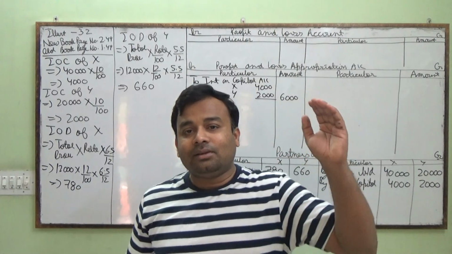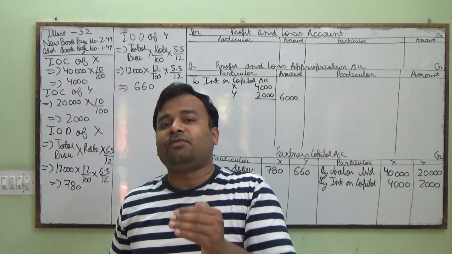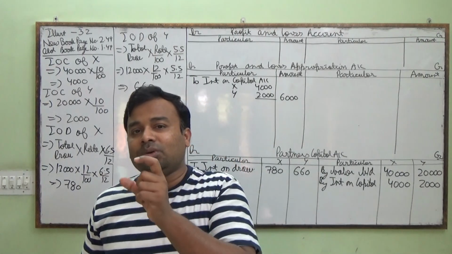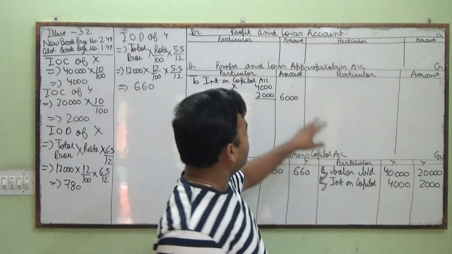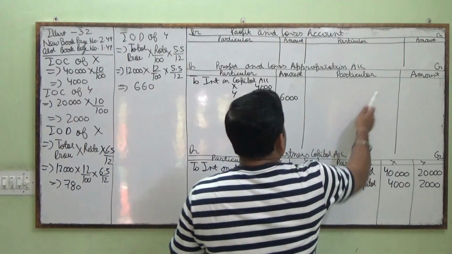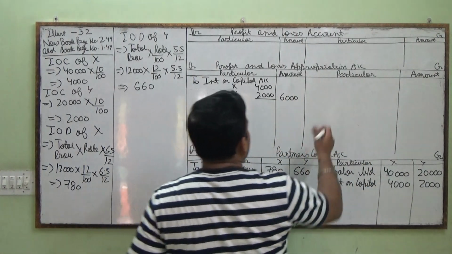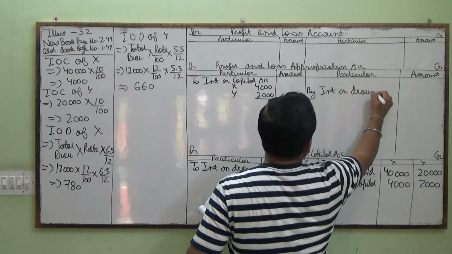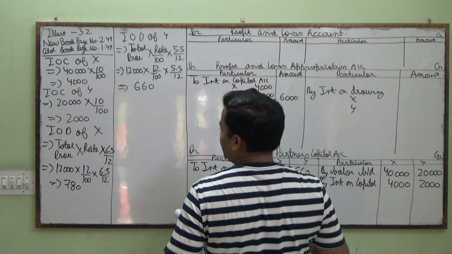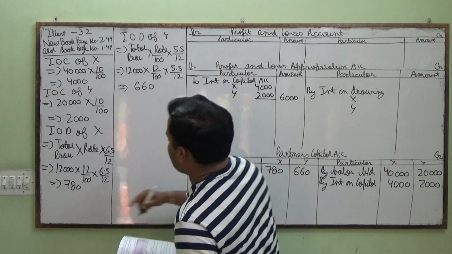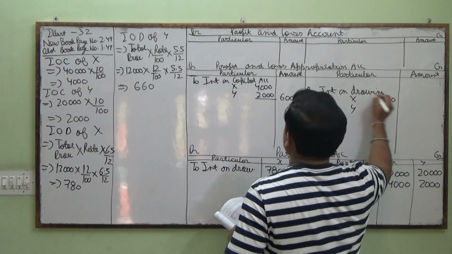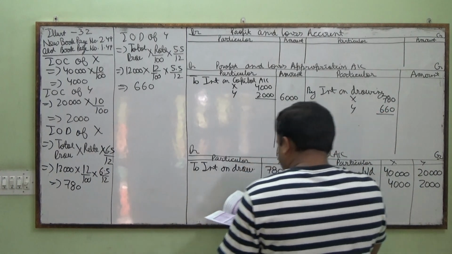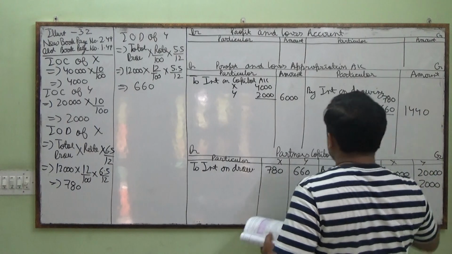Entry will be interest on drawing account debit to profit and loss appropriation account. So in this entry, P&L appropriation account is credited by interest on drawing. So this is the P&L appropriation account, credit side. P&L appropriation account is credited by interest on drawing, by X and Y. Interest on drawing of X is 780 and of Y is 660. Total interest on drawing amount is 1440.